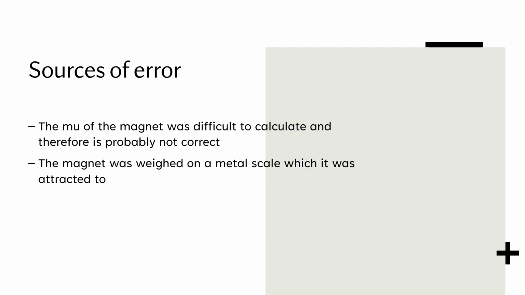So the mu of the magnet was difficult to calculate and therefore is probably not correct. And the magnet was weighed on a metal scale which it was attracted to, so I may have not gotten the right weight measurement for the magnet.